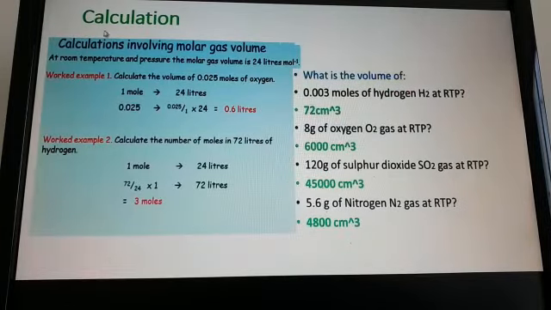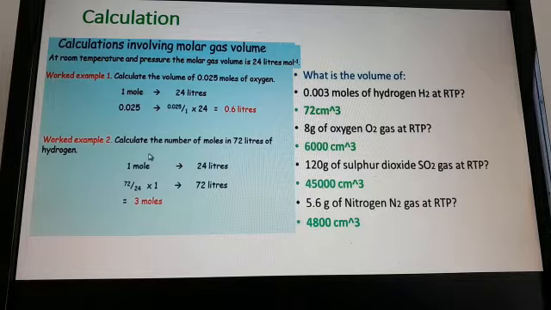Now there are some calculations involving the molar gas volume at room temperature and pressure. The molar gas volume is 24 liters per mole. Calculate the volume of 0.025 moles of oxygen. 1 mole is equal to 24 liters, so for 0.025 mole, how much is that? 0.025 divided by 1, multiplied by 24, gives 0.6 liters. And here, calculate the number of moles in 72 liters of hydrogen.